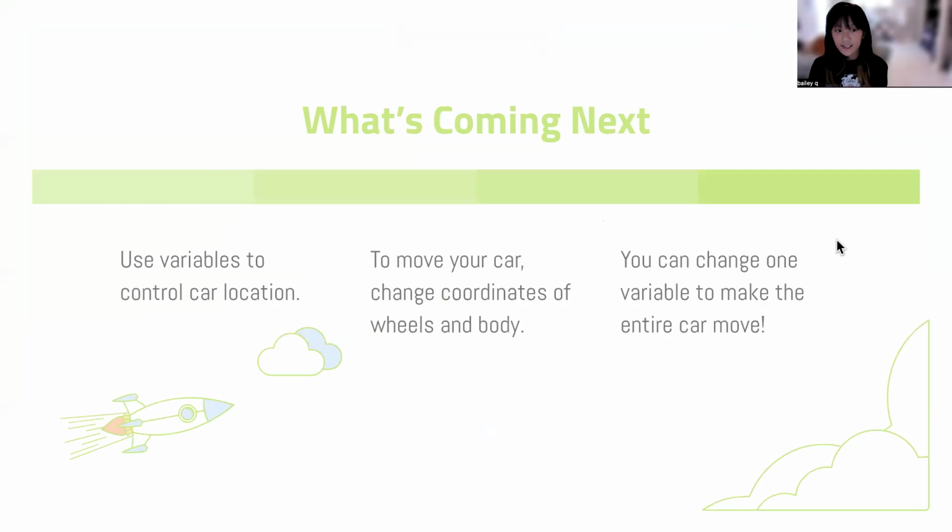All right, the next things we'll be doing in the upcoming lessons, we'll be using variables to control car locations, to move your car and change the coordinates of our wheels and body so they all move together. You can change one variable to make the car move. So as we've seen before, where I had the value x applied to my rectangle, you can use that same variable to apply to all of your shapes. So they all move together and it looks like your car is driving across the screen. So I look forward to that.